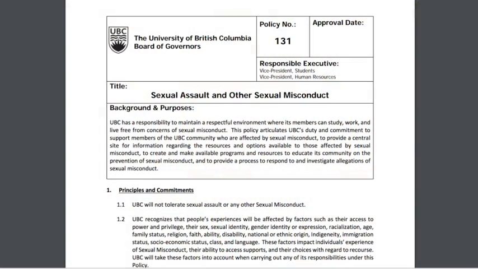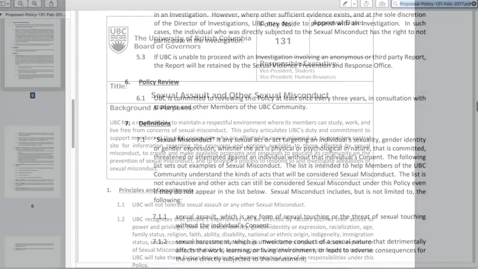Today I want to talk about the UBC's upcoming new sexual misconduct policy. Now, normally I would call that a sexual assault policy, but UBC's language calls it a sexual misconduct and sexual assault policy. So what's the difference? Why do we have this vague phrase? Well, they define the phrase, and I'll read you the definition.